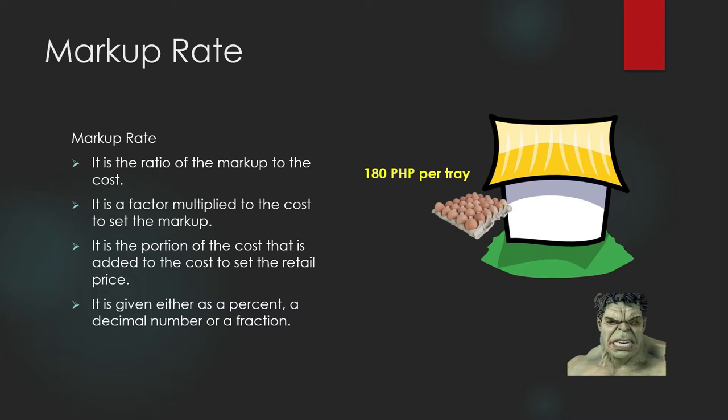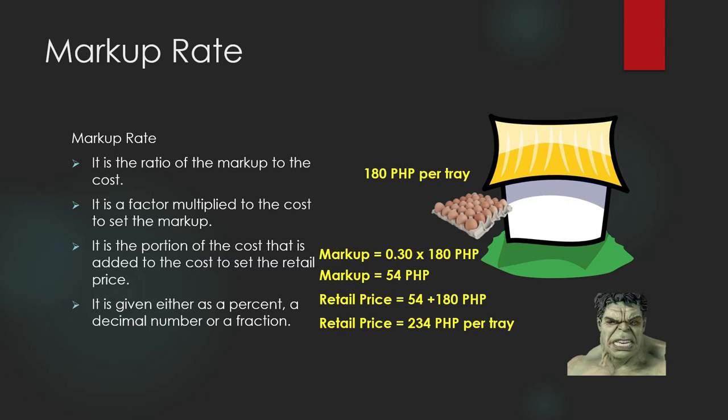So what will you do now? You will multiply 0.30. Okay, so that is the decimal equivalent of 30%. You will multiply 0.30 to 180. And the product is the markup, 54 pesos. And you will add this to the cost to produce the retail price. And so the retail price per tray of eggs is 234 pesos. And you will give Mr. Incredible Hulk here his tray of eggs.